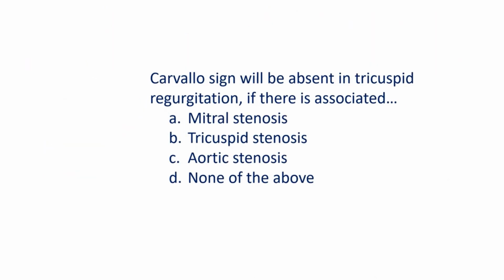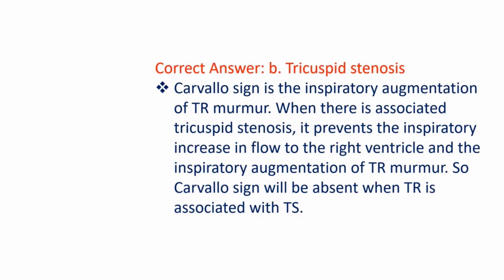Carvallo sign will be absent in tricuspid regurgitation if there is associated A. mitral stenosis, B. tricuspid stenosis, C. aortic stenosis, D. none of the above. Correct answer B. tricuspid stenosis.